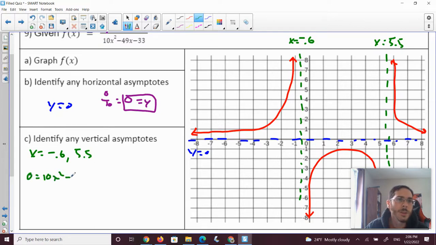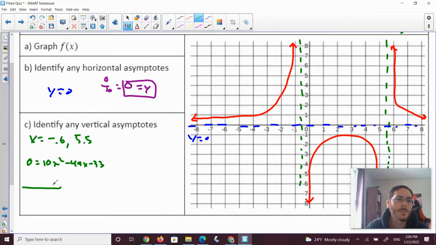0 equals 10x squared minus 49x minus 33. Well, what multiplies to negative 330, negative 33 times 10, and adds to negative 49? All right, well, here it looks like we might have a little bit of a tricky problem. I think we've got to get one positive, one negative. So let's pick 6. If we divide this one by 6, we're going to get 50 and then 5. Negative 55. And that does work out.